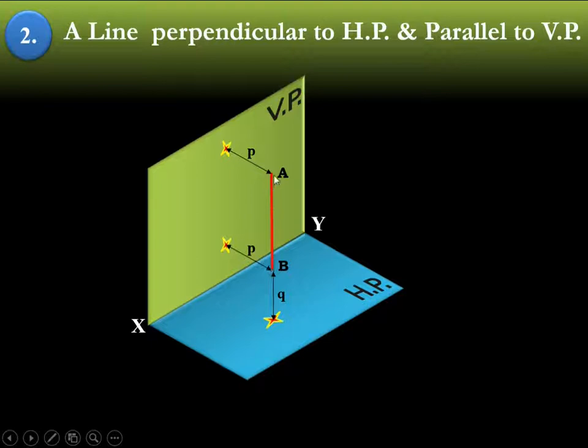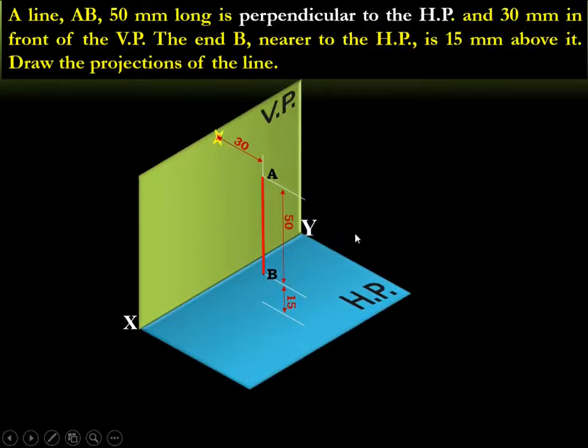Parallel means the two ends of the line, capital A and capital B, are equally displaced by a distance P from the vertical plane. Now let us find the projections of the given problem. The pictorial representation of the given problem is shown here. The true length of the line is 50 mm and the line is located 30 mm in front of the vertical plane, and one end of the line, capital B, is located 15 mm above the horizontal plane.